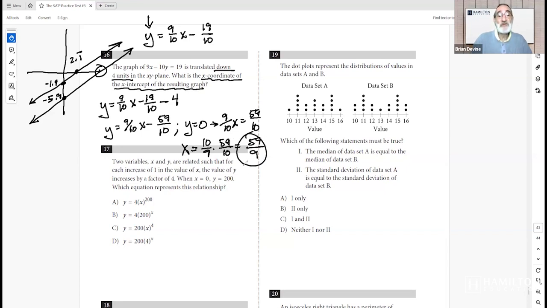So the new x-intercept is going to be 59 over 9, which I could also write as 6.555 or 6.556. So any of those were valid answers. But the fraction's just as easy to enter.